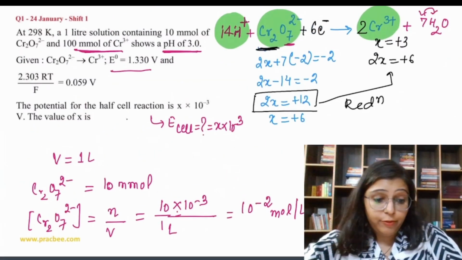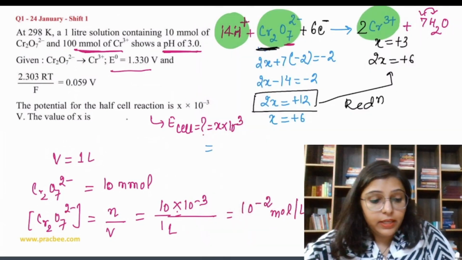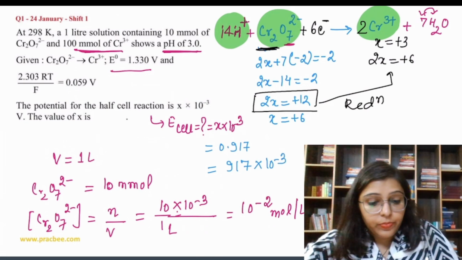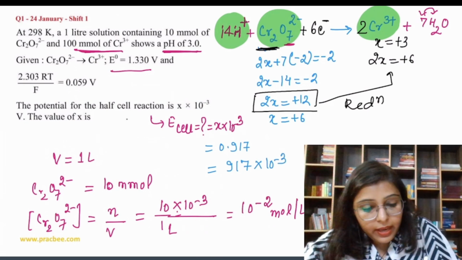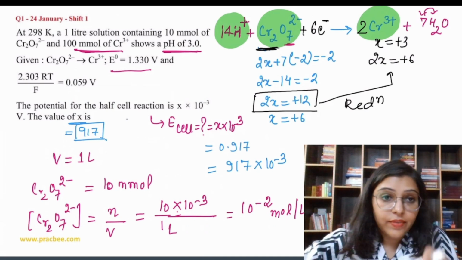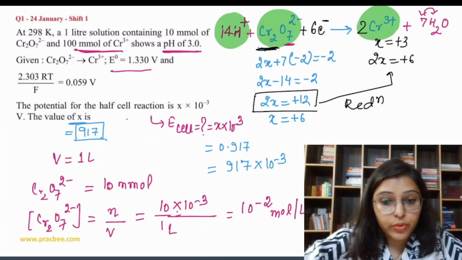But we have to report the answer in terms of 10 to the power minus 3. So 0.917 can be written as 917 into 10 to the power minus 3. So the value of x is equal to 917. This is the answer, the value that you have to report. Okay. I hope this question is clear.